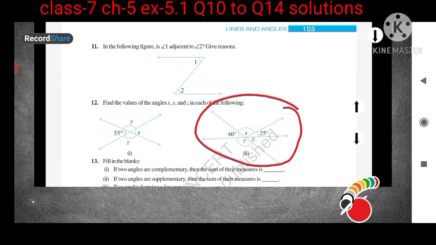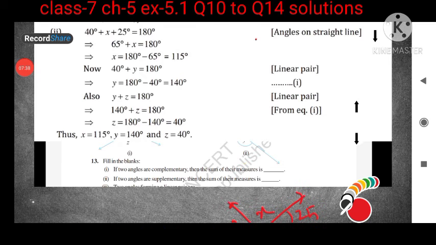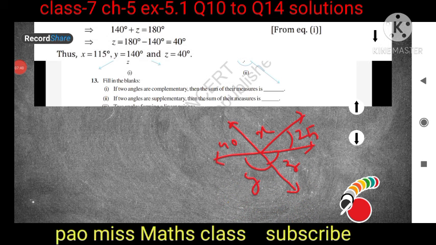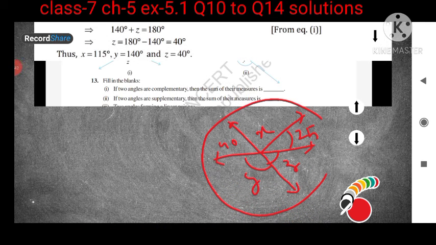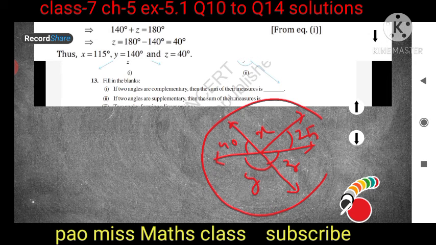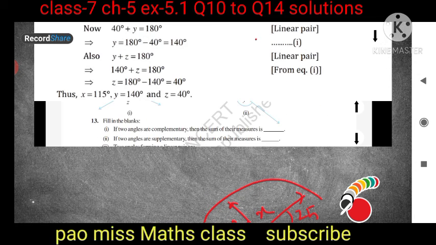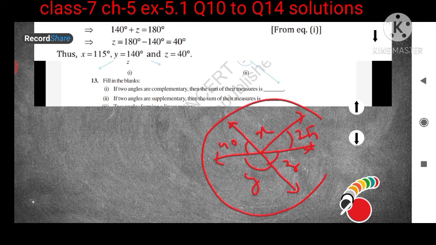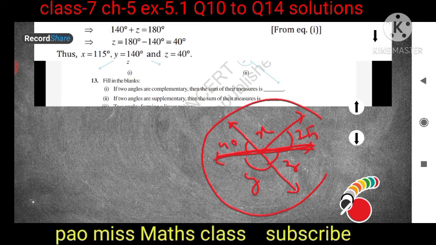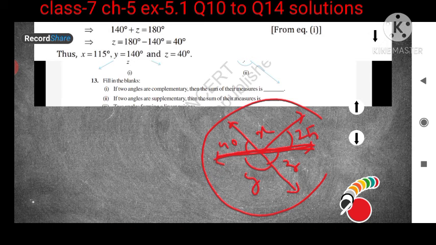So you can write. Okay, now you can see the figure. This is the figure. Now here what we can write? 40 is equal to z. Why? Vertically opposite angle. Or you can start from, you can see this is what? Straight angle, isn't it? A straight angle is how much? 180 degree. That means 40 plus x plus 25 will be equal to 180 degree.